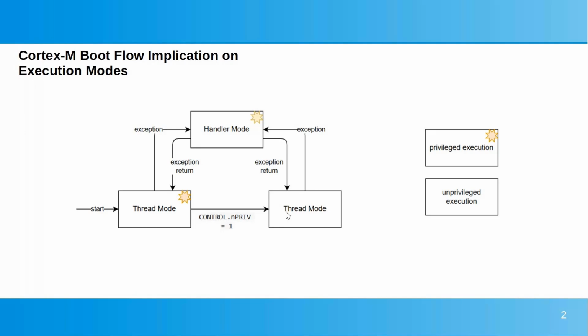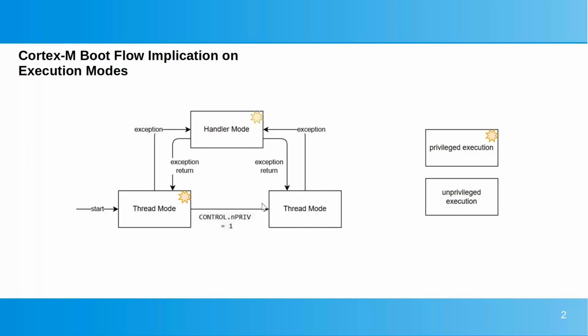Now, there are two privilege levels supported by thread mode. So thread mode can execute in privileged or unprivileged access level. By default, after boot up, the CPU will execute in thread privileged, as you can see here. After we jump to our exception or interrupt handler and execute in handler mode, the CPU can return either to thread mode privileged or thread mode unprivileged.